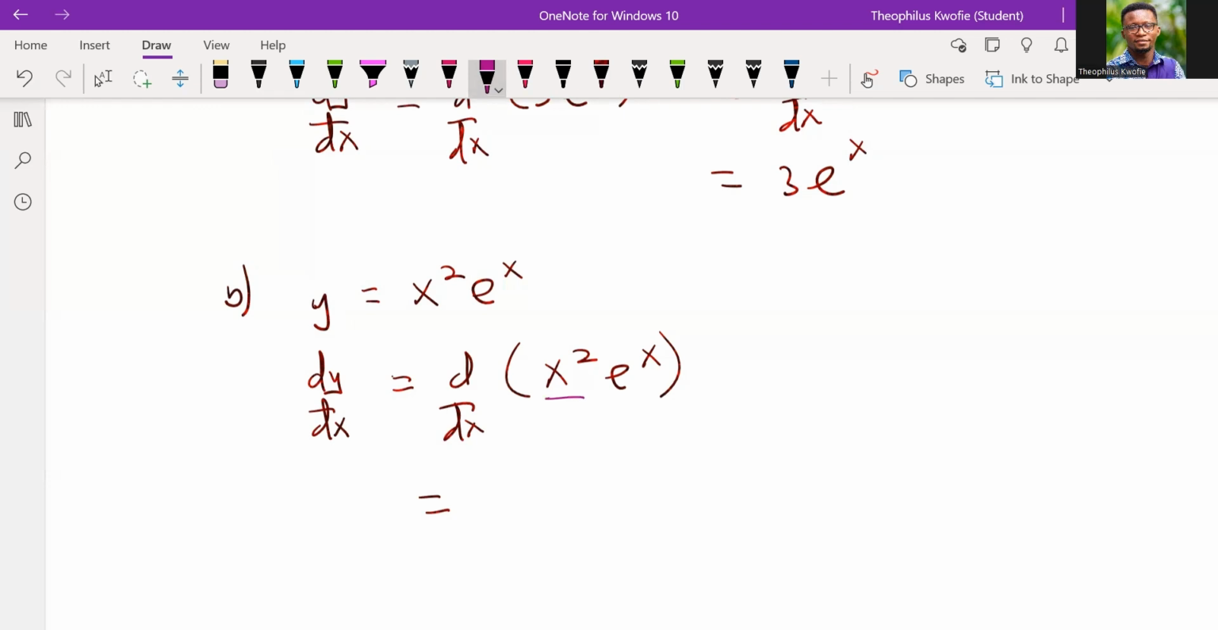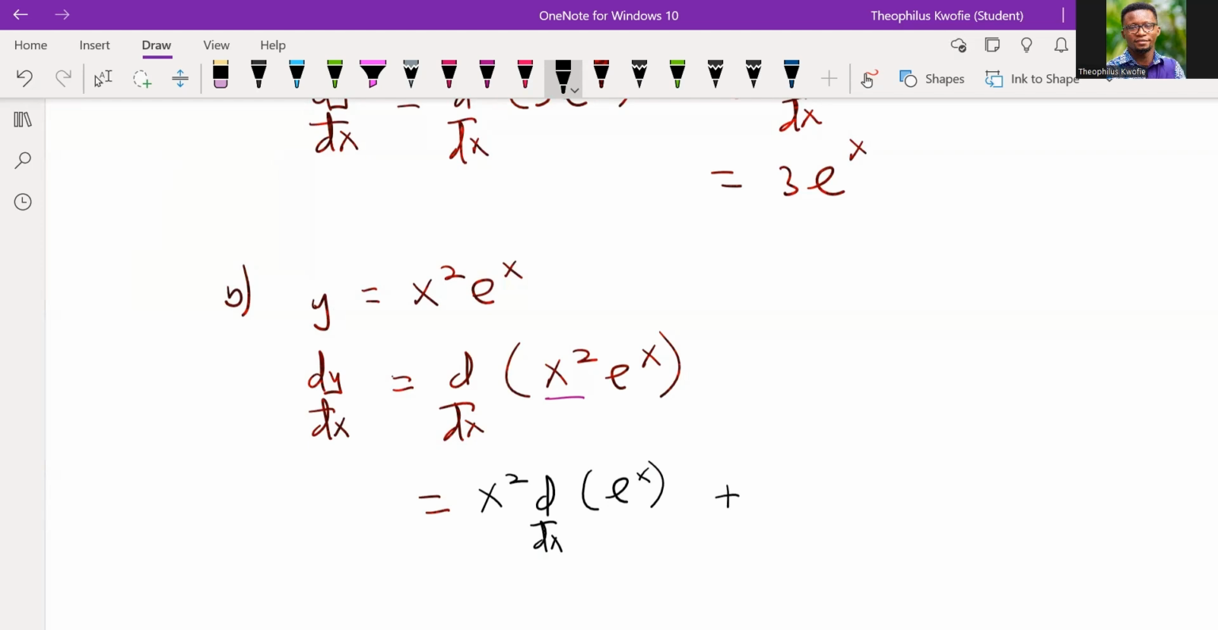It's as if I'm being blind to x to the power 2. So in that case, I'll put it outside here and then differentiate e to the power x. Then since you're talking about product, we introduce plus, because we said that product always means addition.